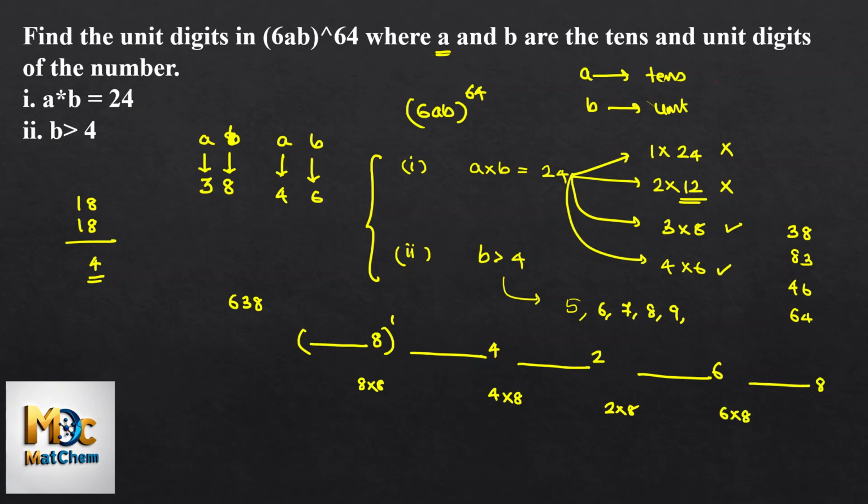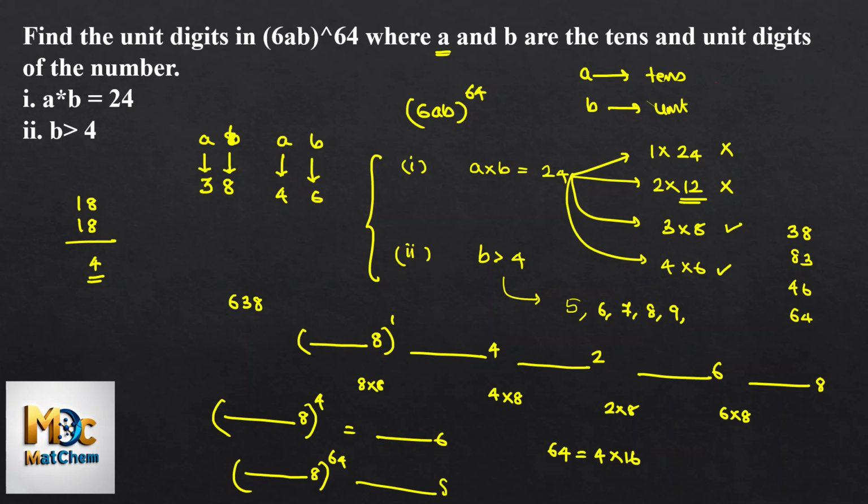That means in the fifth power, it is getting repeated. Correct? So first power, second power, third power, fourth power. Correct? That means when you are taking the number ending with 8 as the power of 4, it will end with the 6. Now we have to find out the power of 64. The 64 is nothing but a multiple of 4 into 16. That means you can write the number ending with the 8 as the power of 4 into 16.